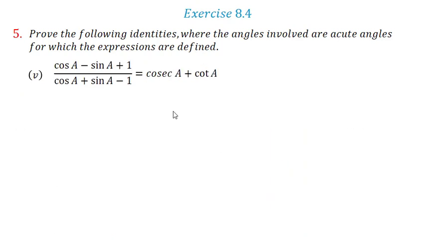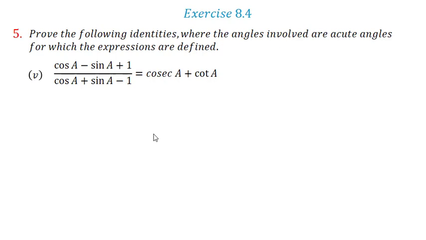Next question is (cos A minus sin A plus 1) upon (cos A plus sin A minus 1) is equal to cosec A plus cot A. Now this problem is very important. Whenever you get a question like this in which the numerator involves 3 terms and the denominator involves 3 terms, we try to use the identity that cosec square theta minus cot square theta is equal to 1, or sec square theta minus tan square theta is equal to 1.